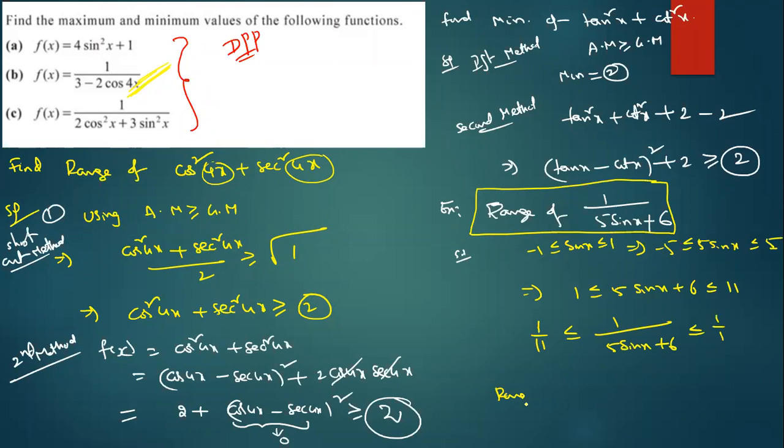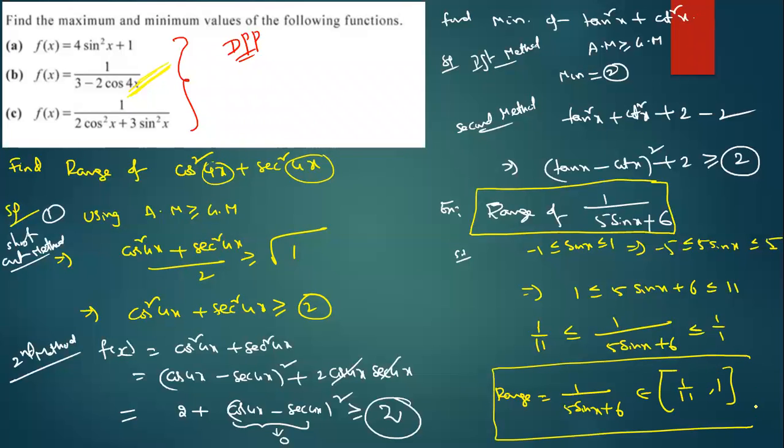So what is the range? That means 1 by 5 sin x plus 6 belongs to 1 by 11 comma 1. Some students may be confused about what to do here. In the place of x, you can take any value: 0 degrees, 30 degrees, 45, 60, 90. The output always lies between 1 by 11 and 1.